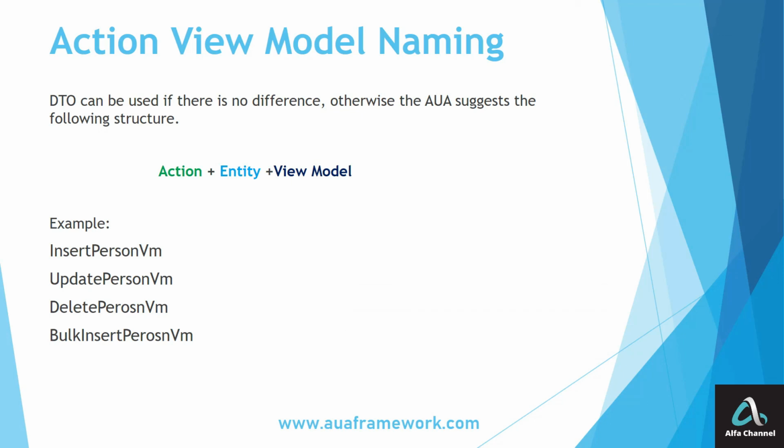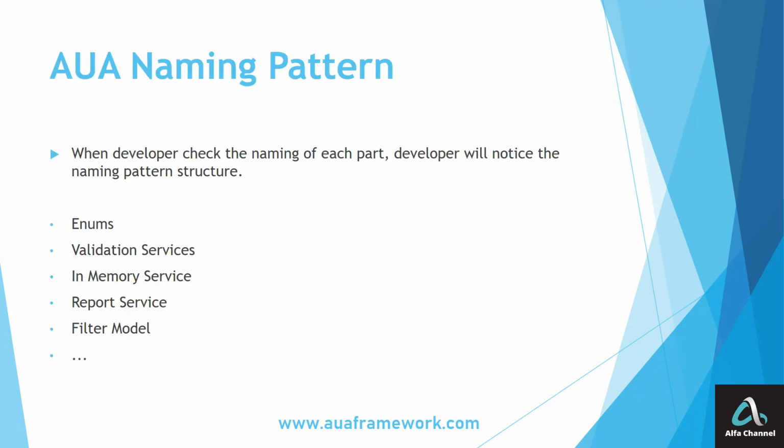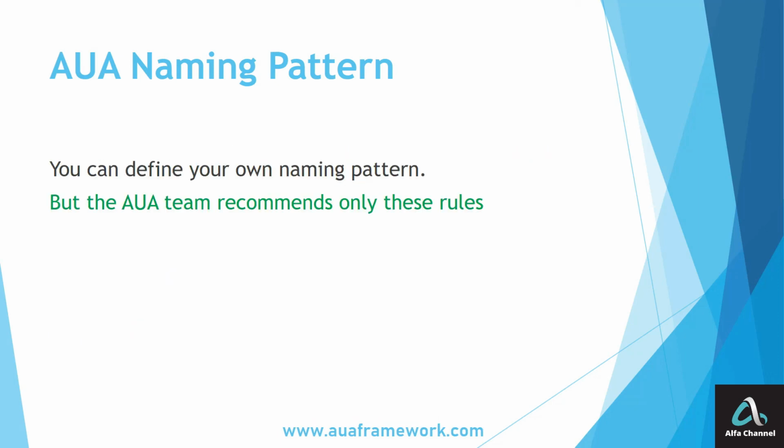As you noticed, the AUA has its naming pattern, and for every concept, the AUA assigns a specific naming pattern. Developers can easily understand the structure of code by checking the naming pattern. And overall, the AUA is just suggesting these naming patterns to you. Of course, you can have your own naming pattern.